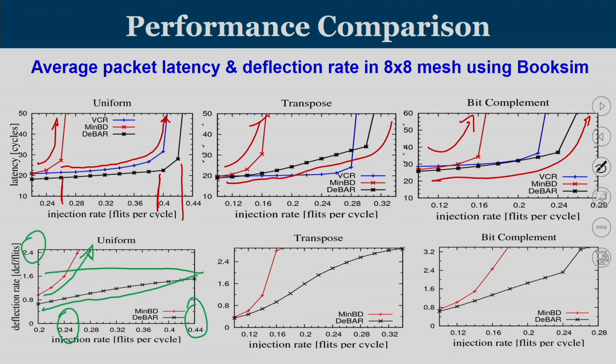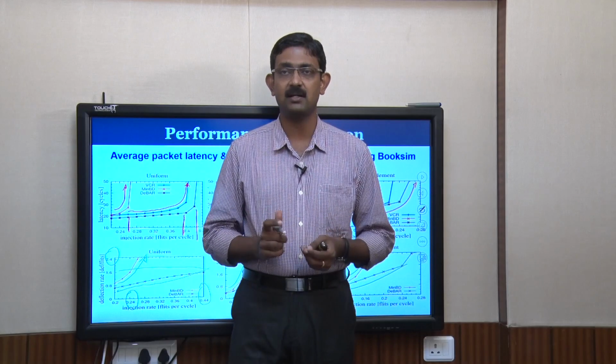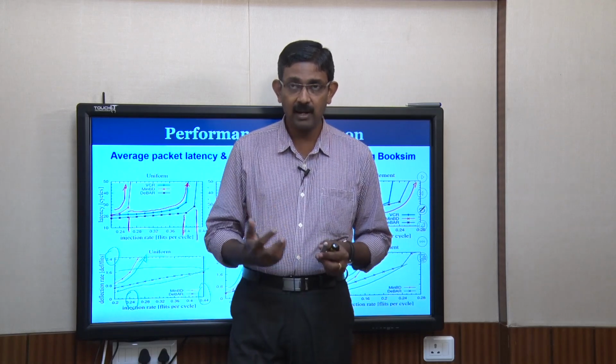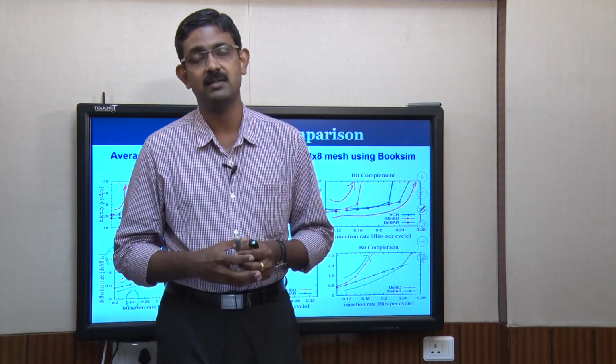priority mechanism. You can see the same trend in the case of transpose traffic, where MinBD has heavy deflections, whereas D-bar has a slightly lower number of deflections. So, this shows that by virtue of the priority mechanisms, the changes in the router microarchitecture are able to reduce the number of deflections, thereby reducing the average packet latency.